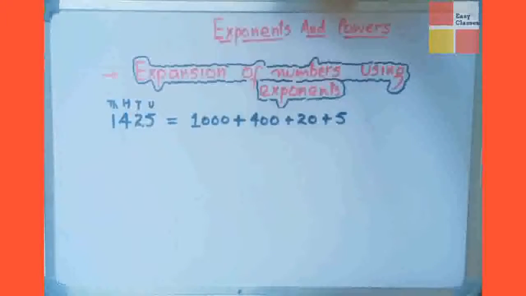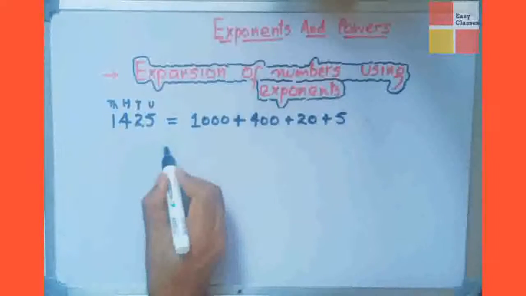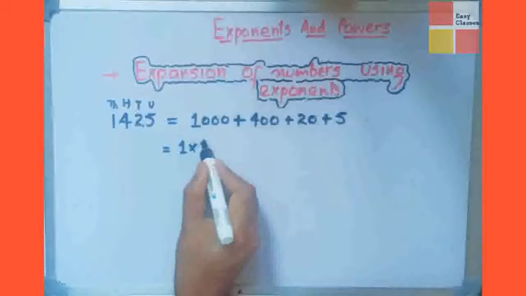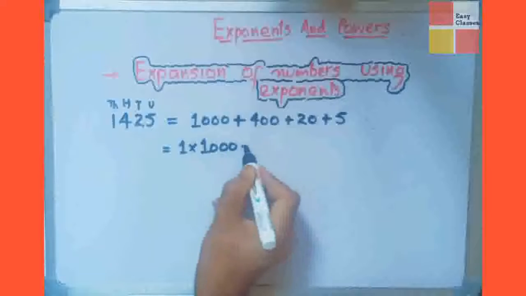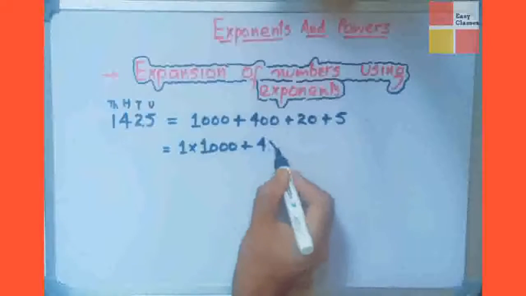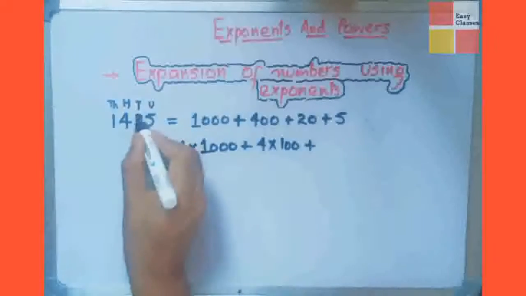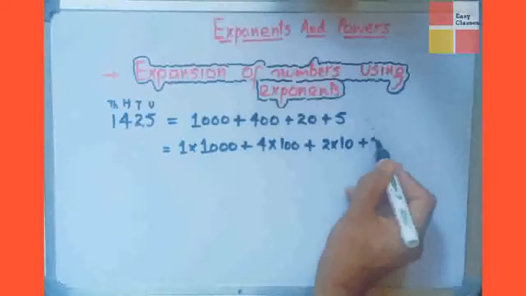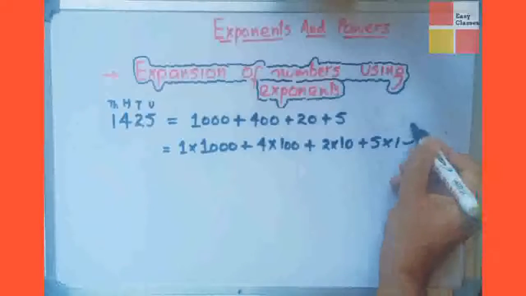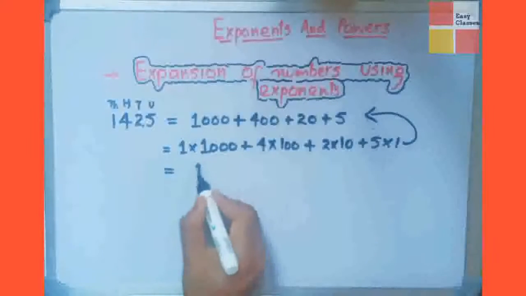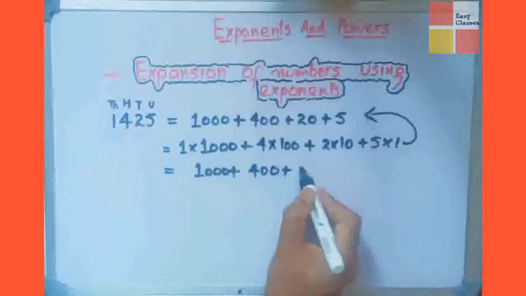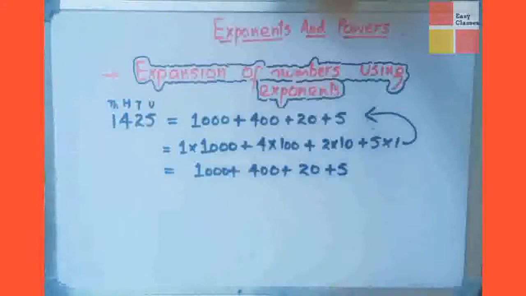Right. So you can expand this as 1 into 1000, plus 4 into 100, plus 2, since it is occupying the tens place, we can put it like this, 2 into 10, plus 5 into 1. Okay, so which will be equal to this. That means 1000 plus 400, right, plus 20 plus 5. This is how we expand the numbers.